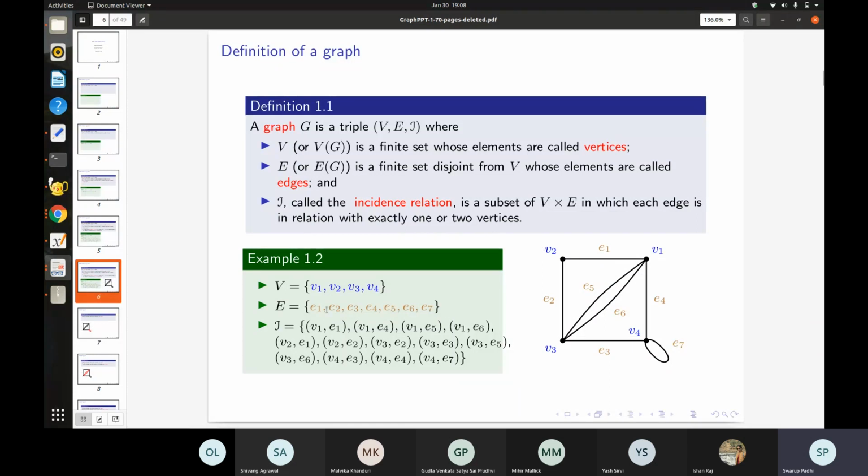This is how we represent the set of vertices, V equal to V1, V2, V3, V4, the set of edges E equal to E1, E2, E3, E4, and J equal to (V1, E1), (V1, E4), (V1, E5), (V1, E6), and so on, corresponding to each edge and vertex pair. Obviously, the edge set has to be disjoint from the vertex set because edges are different terms than vertices, so there cannot be any overlaps.